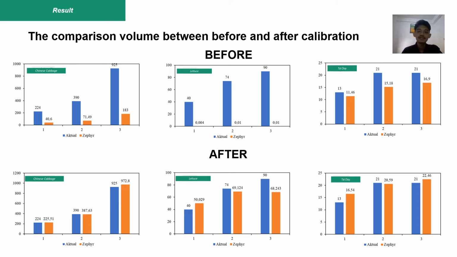This is the comparison of volume before and after calibration. In this slide, there are several pictures. The first picture is Chinese cabbage, the second is lettuce, and the last one is tatsoi. You can see two colored bars, blue and orange. The blue bar shows manual volume, and orange shows estimated volume. Before calibration, the comparison between actual volume and estimation is too far, but after calibrating, it is not too far. However, validation is still needed.